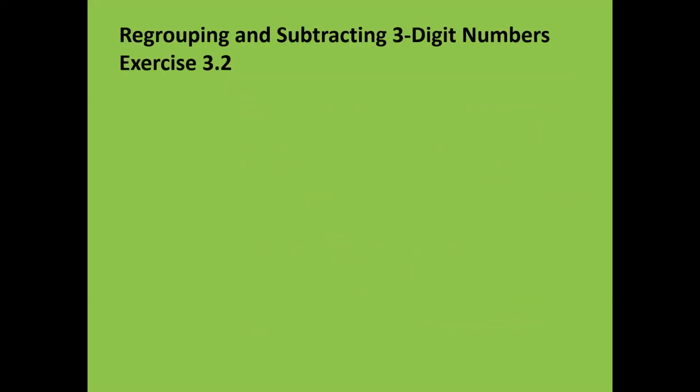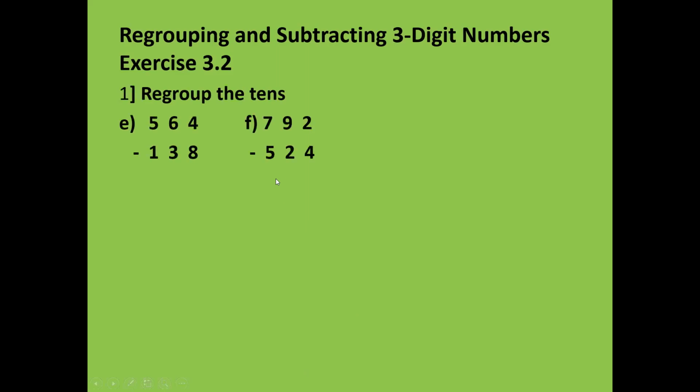Regrouping and subtracting three-digit numbers, exercise 3.2. Regroup the tens. So here I will show you how. Here we regroup. This is ones, tens, hundreds. So we regroup to the tens place. Why do we regroup here? Because look here, my dear, we have 564 minus 138.